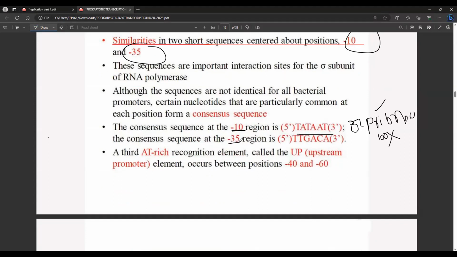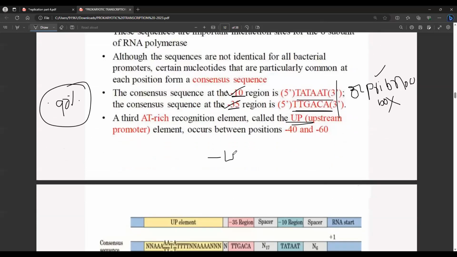And there is another sequence called -35, which contains TTGACA. I don't encourage all of you to remember this because they won't ask you. I want you to understand where the promoters are present. But friends, in 90% of all prokaryotic organisms, only these two promoters are present, -10 and -35. But recently, scientists identified that in some organisms there is another promoter. You know where it is located? In the -40 to -60 region there is another promoter, which is rich in adenine and thymine.